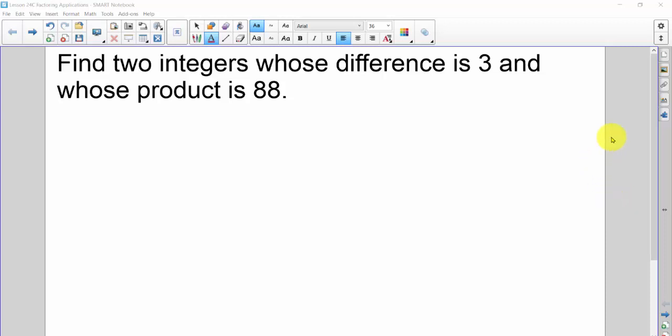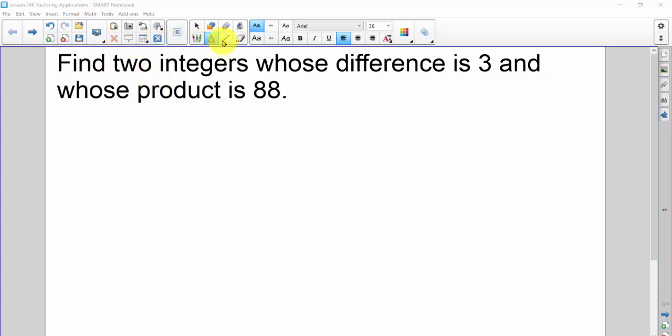So now we move from factoring to applications of factoring, in other words, word problems. And we're going to do all these in one variable. And we can probably do a few of these in two variables later, but for right now, we're going to deal with one variable so we can use our factoring. So let's start with this one. We've got to find two integers whose difference is 3 and whose product is 88.